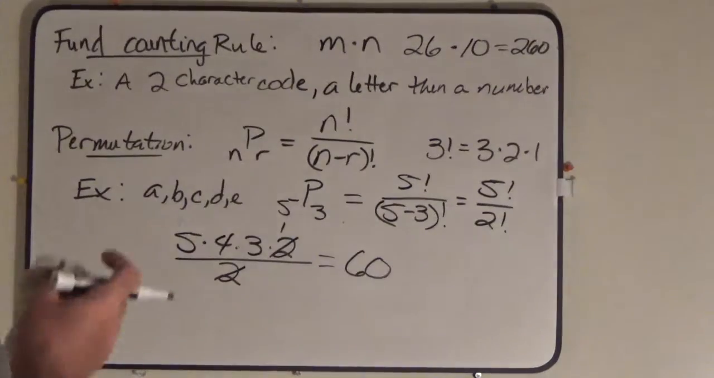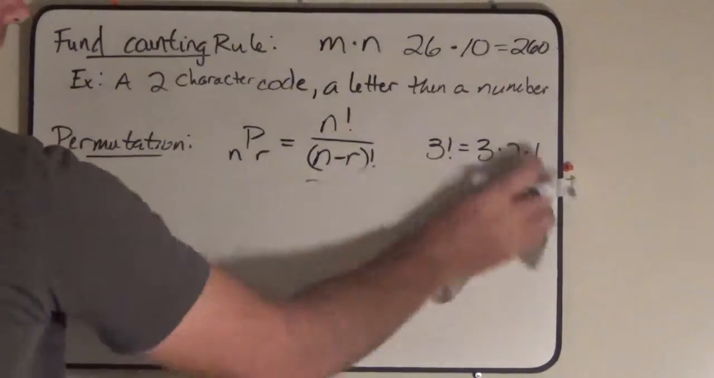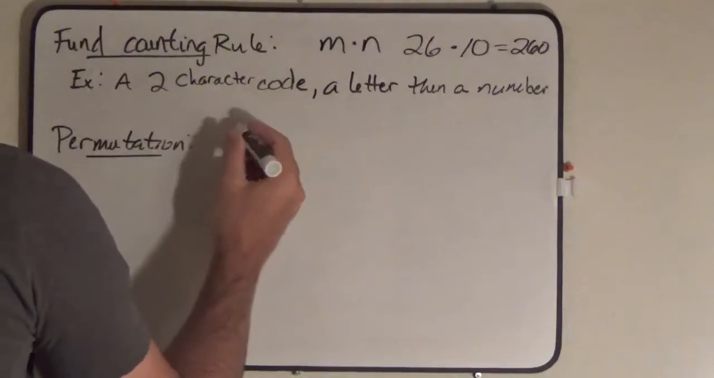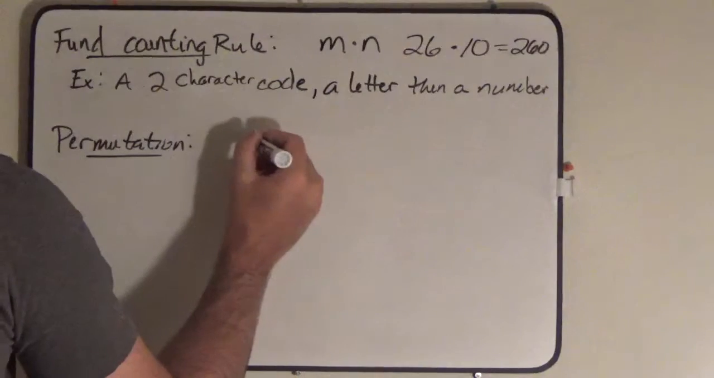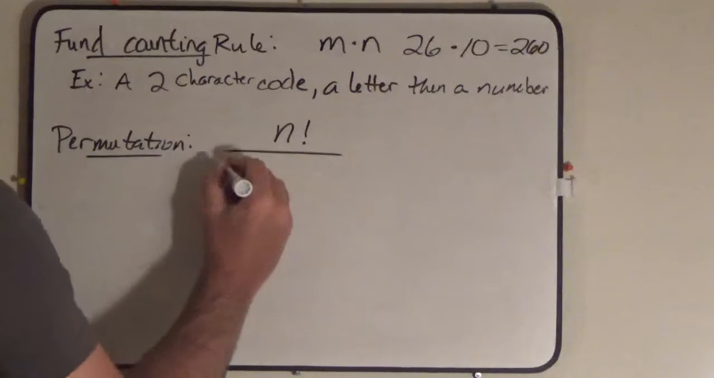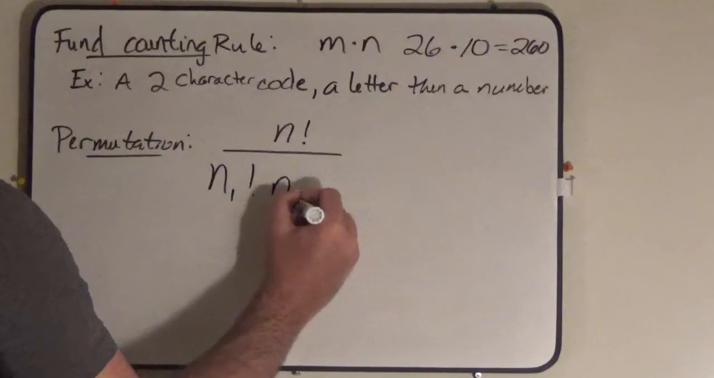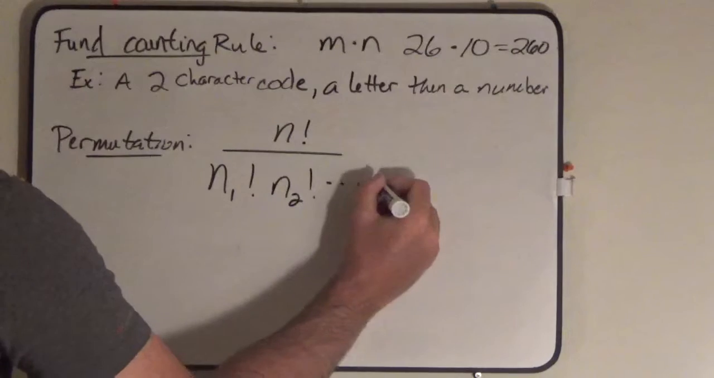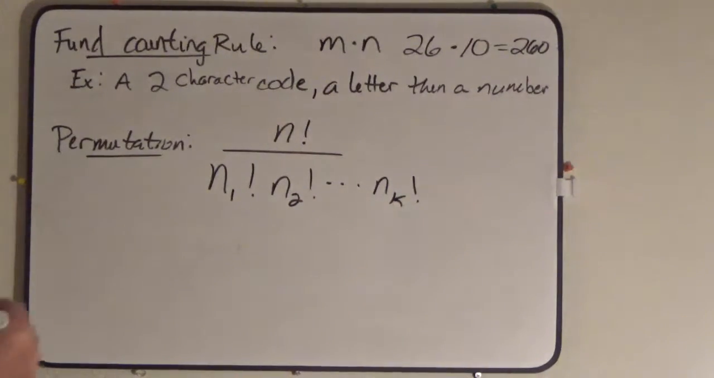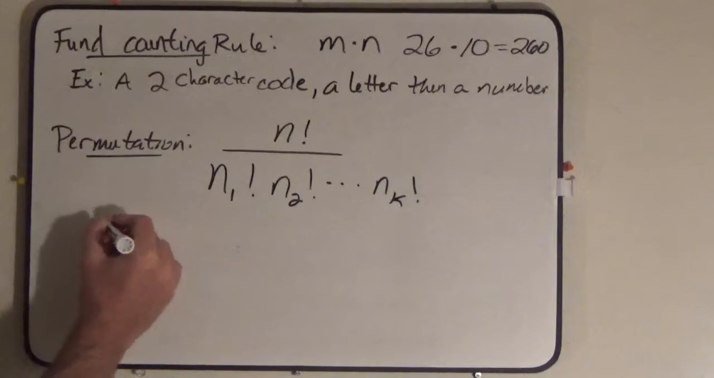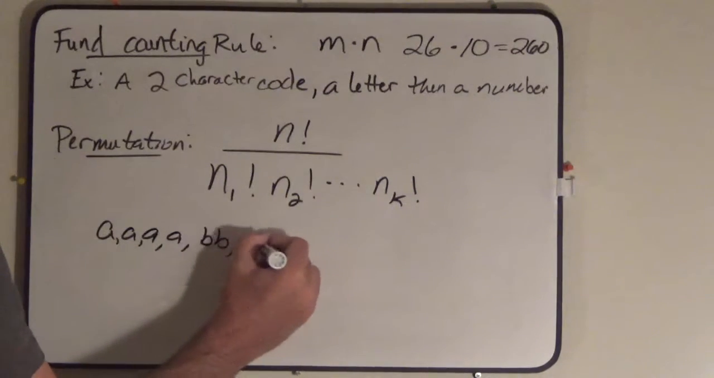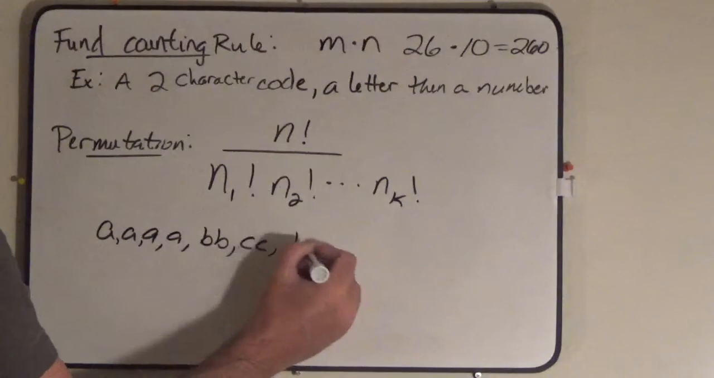I'm going to give you a new formula. Sometimes some items end up being identical or repeated items. So the numbers I had are, let me write the rule, it's going to be n factorial over n1 factorial, n2 factorial, and on till the last number factorial. And I'm going to explain that here in just a minute. So I had 4 A's, 2 B's, 2 C's, a D, and an E.